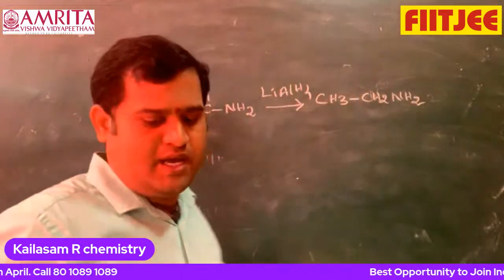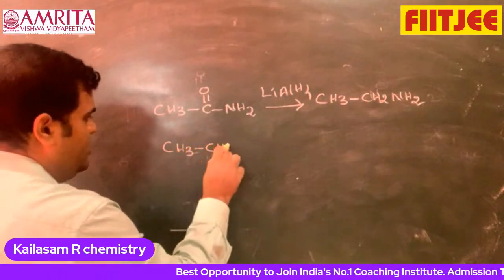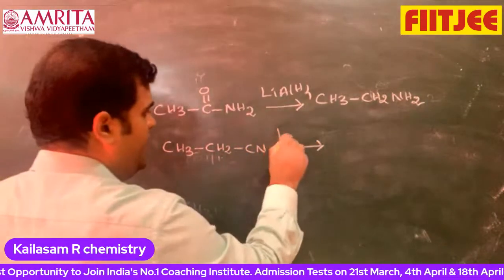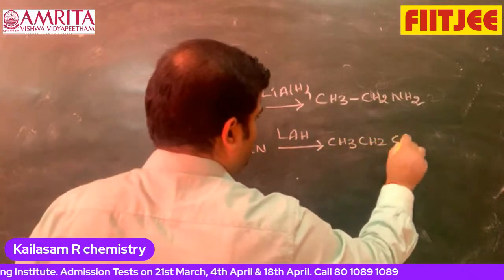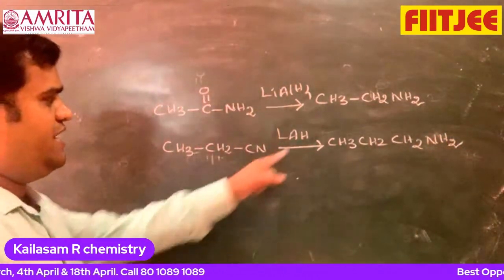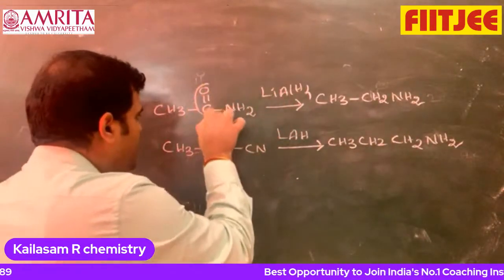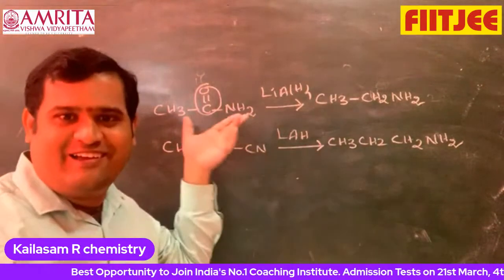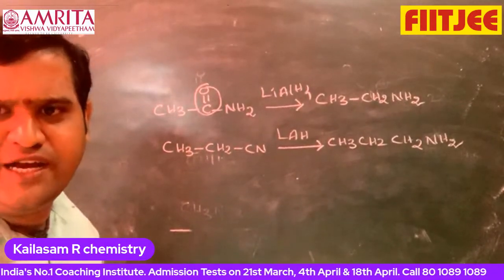And next, I can go with that. Even I can use CH3, CH2, CN, and I'm going to use LAH. What I'm going to get is CH3, CH2, CH2, NH2. Now the LAH can reduce C triple bond N and make it CH2 NH2. Even LAH can reduce C double bond O into what? CH2 NH2. So don't ask me here about the reactions called Clemmensen and Wolff-Kishner reduction. Please understand.